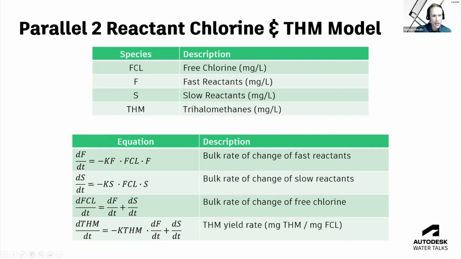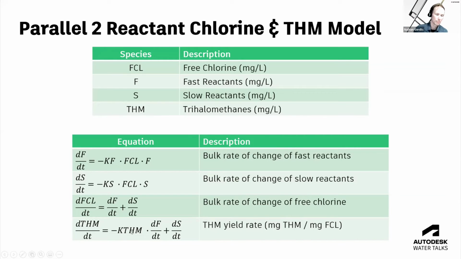The equations for the bulk decay are pretty standard. F decays proportional to the product of the chlorine and F times your coefficient. Same with S. And then the decay of chlorine is the sum of those 2 decay rates, and then your THM is that same rate. Whoops, I forgot some parentheses. This sum should be in parentheses. Sorry, I'm just noticing that now.